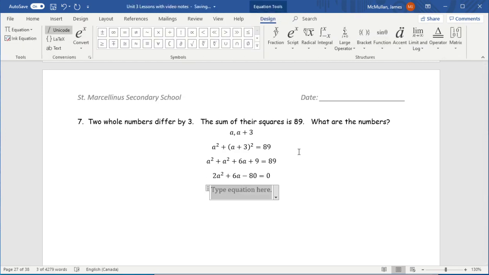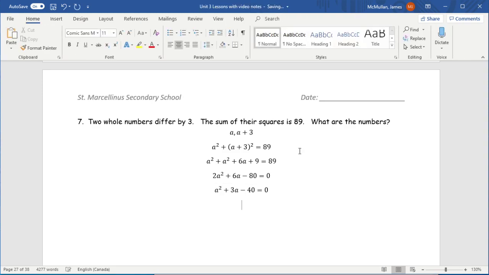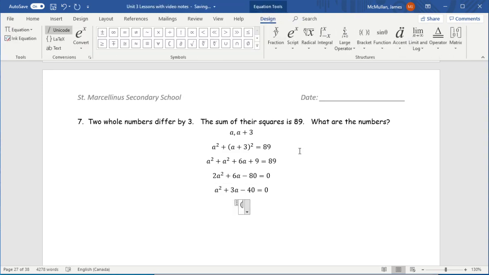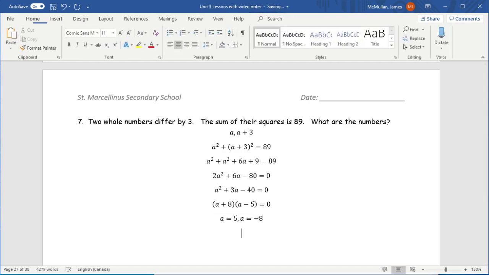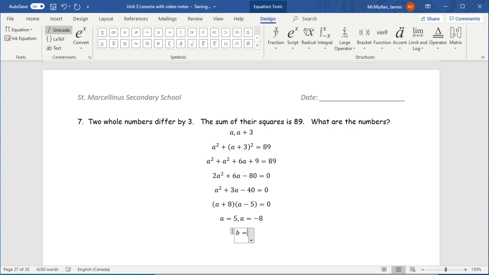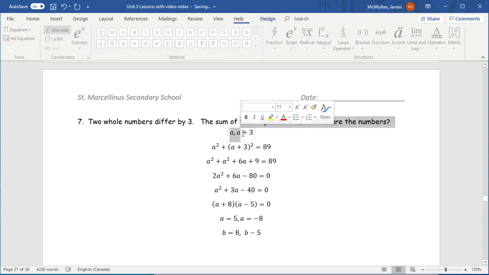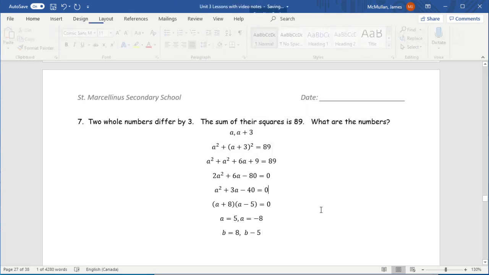Again, let's factor. Let's divide everything by 2. A squared plus 3A minus 40 equals 0. Now, two numbers that add up to 3 and multiply to negative 40 would be A plus 8 and A minus 5. And so you get A could be 5 or A could be negative 8. This means the other number could either be 8 or negative 5, because the other number, remember, is 3 higher than the one we found.